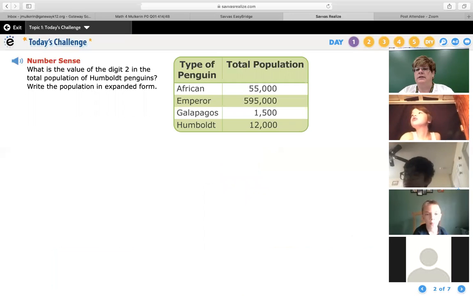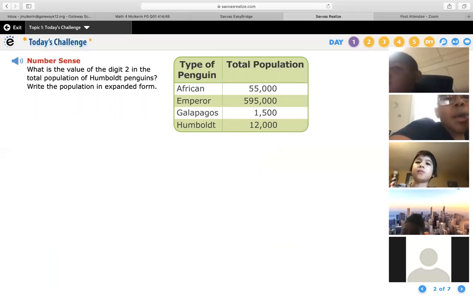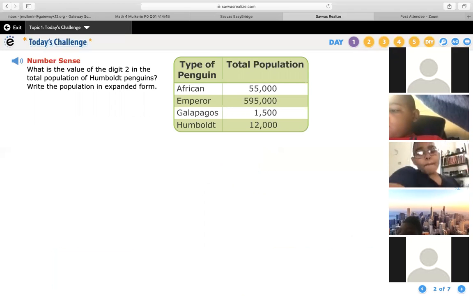Number sense. Who would like to read number sense? How about Nicholas? Read this for us, please. What is the value of a digit 2 in the total population of Humboldt penguins, right? The population in expanded form.